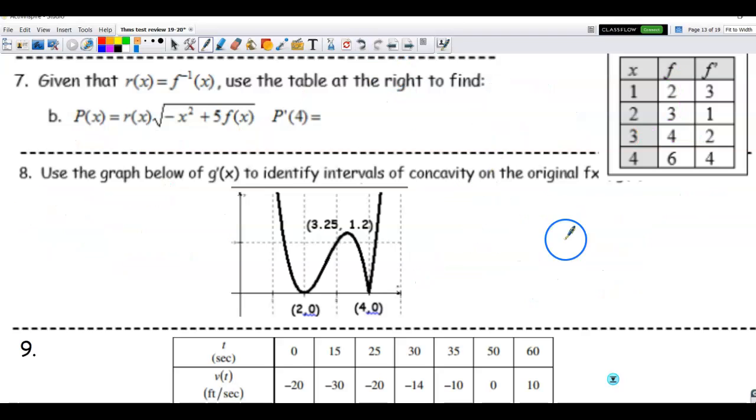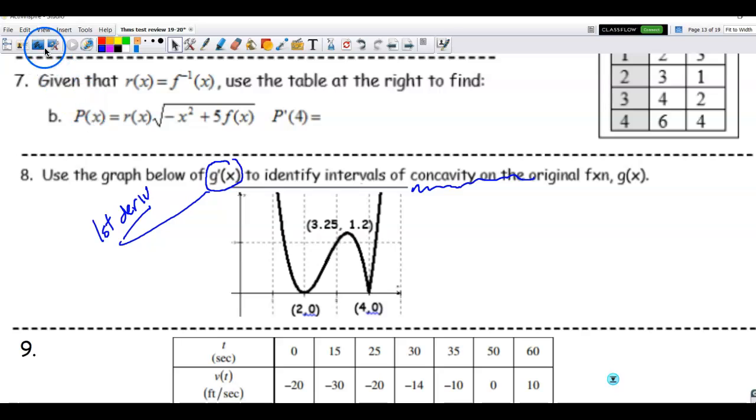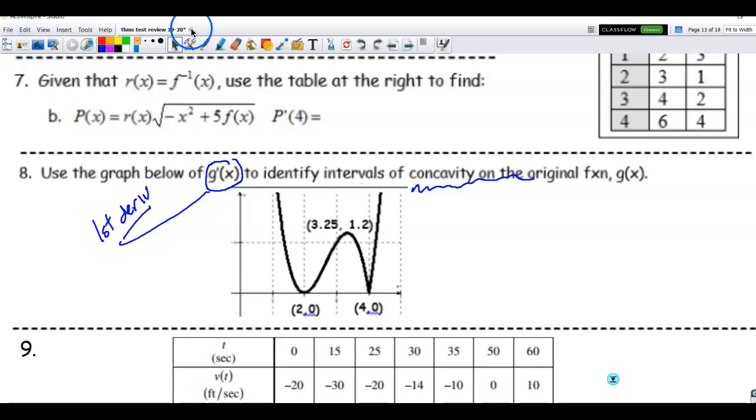All right, so get your math eyes ready. Use the graph of the first derivative. So g prime is the first derivative. It's important to make sure we know what function we're dealing with. And we're identifying intervals of concavity on the original function. That's kind of interesting. Normally we like to use the second derivative, but we don't have the second derivative. We have to use the first derivative. So I have to think with my math brain, how do I use the first derivative to get concavity? Well, I remember if the first derivative is increasing, the original function is concave up. If the first derivative is decreasing, the original function is concave down.